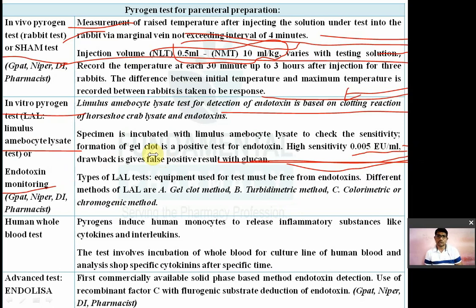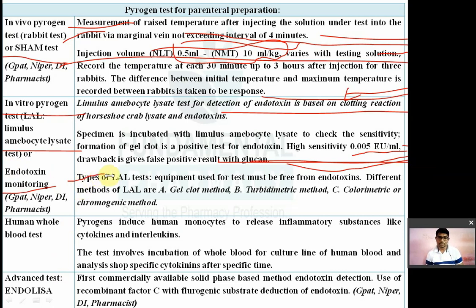If there is a glucan in your formulation, though there is no presence of any endotoxin, at that time the test can be positive. So glucan अगर है तो उसमें गलत रिजल्ट देगा, ये फॉल्स पॉजिटिव रिजल्ट, मतलब पायरोजन नहीं है, एंडोटॉक्सिन नहीं है, फिर भी ये पॉजिटिव रिजल्ट देगा अगर ग्लूकान है तो। अगर ग्लूकान नहीं है मतलब अगर रिजल्ट पॉजिटिव है तो पायरोजन है। सो लिमुलस अमीबोसाइट लाइसेट टेस्ट, इसके ऊपर भी क्वेश्चन आ चुका है, इसके ऊपर कम से कम 2-3 बार क्वेश्चन आ चुका है। टाइप्स ऑफ लाल टेस्ट, लाल टेस्ट के टाइप कितने होते हैं?